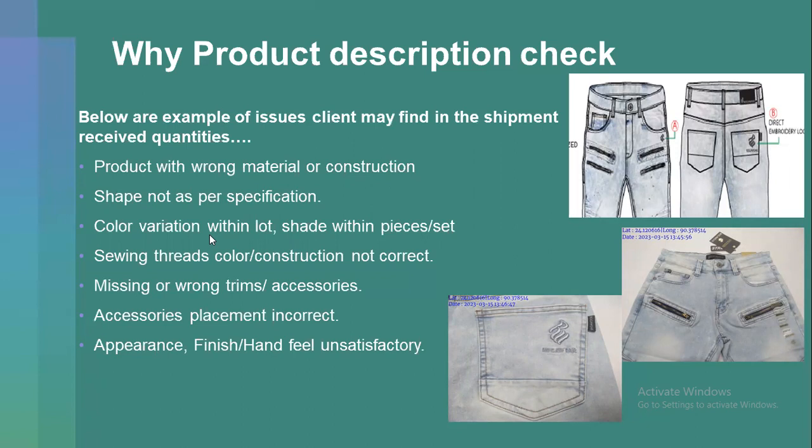From this photo, you can see that the top right photo indicates the specification from the client. On the front side, there will be two zippers, and on the back side, embroidery in black color. But in the actual bulk, it was found with only one zipper in the thigh, and on the back side, a thread of the same tone as the background was used against the requirement of black color. To identify these things, we check the product description to highlight to the customers.